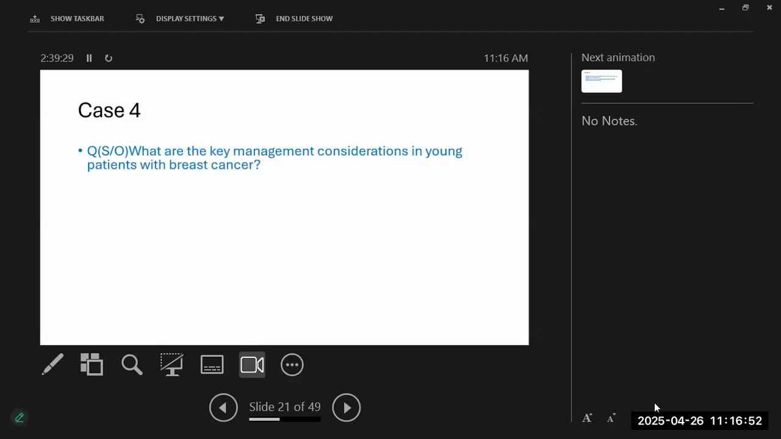So from the surgical side and from the oncologist, what are the key management considerations in young patients with breast cancer?